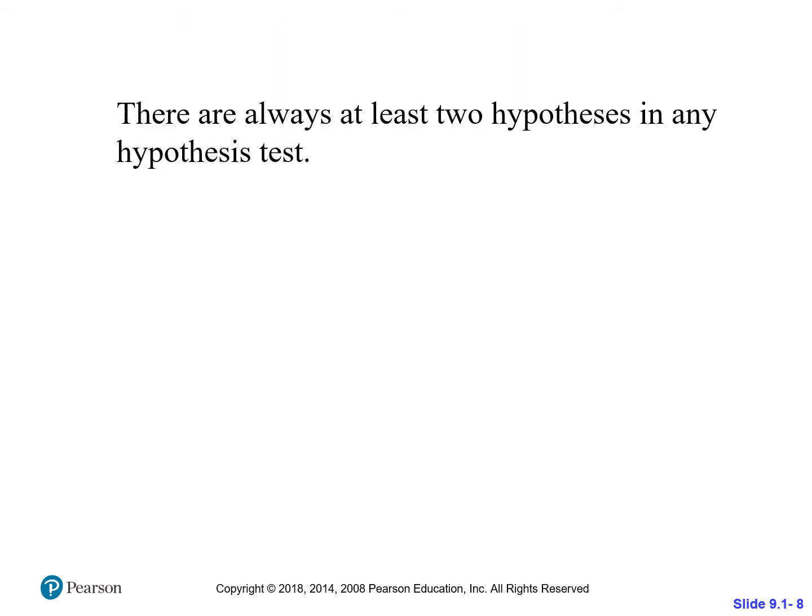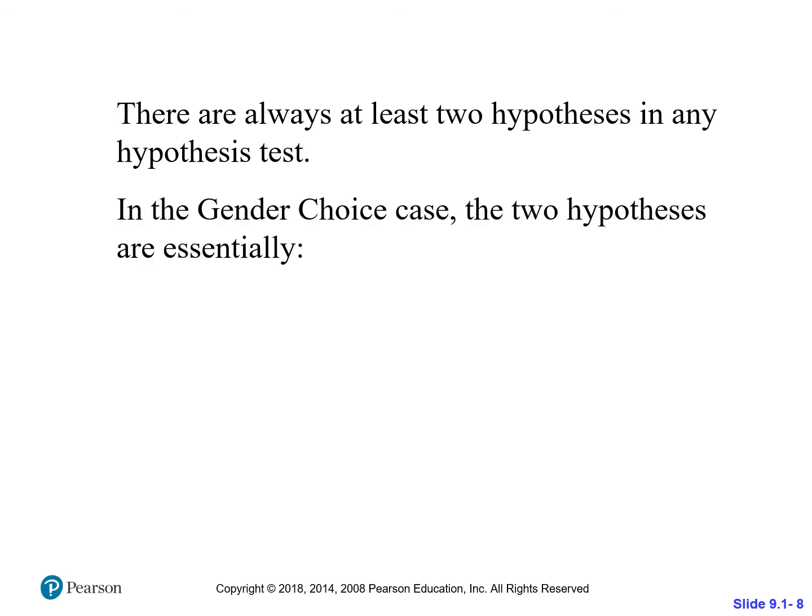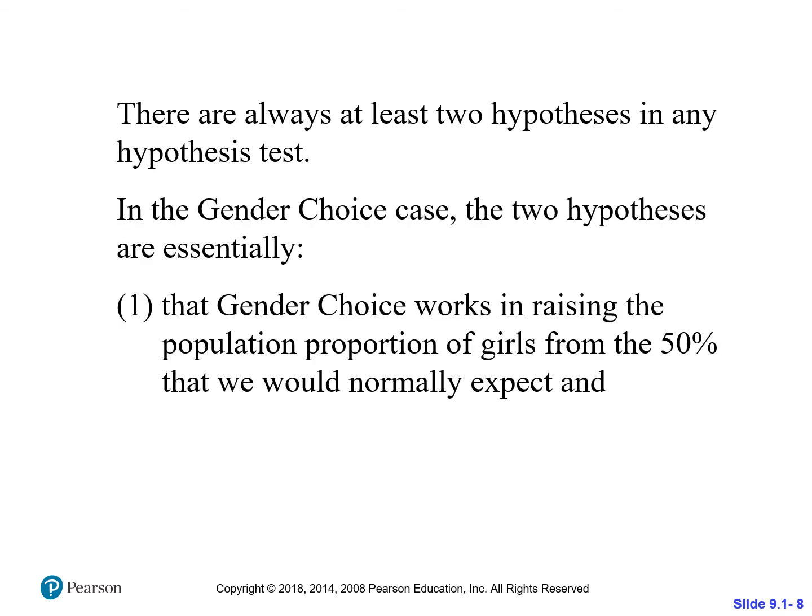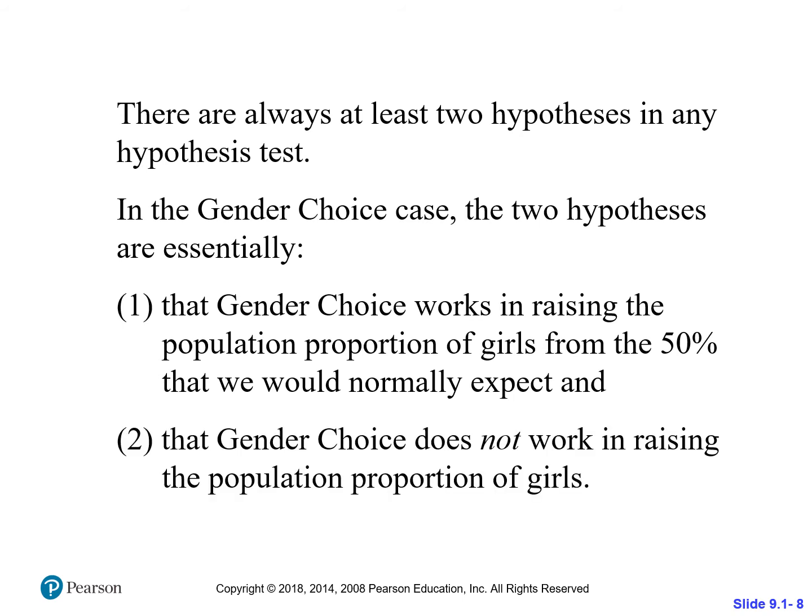There are always at least two hypotheses in any hypothesis test. So in our example, we've got one, Gender Choice works in raising the population proportion of girls from the 50% that we would normally expect, and two, Gender Choice does not work in raising the population proportion of girls.